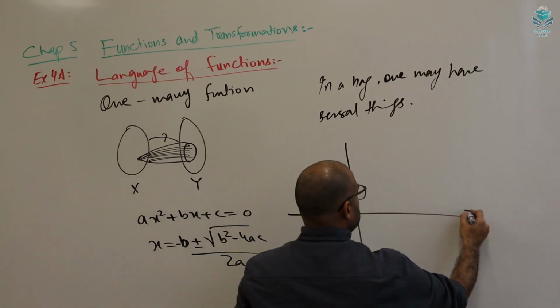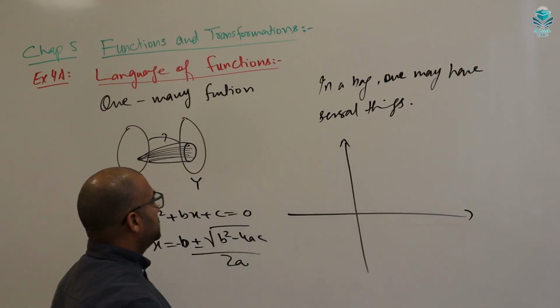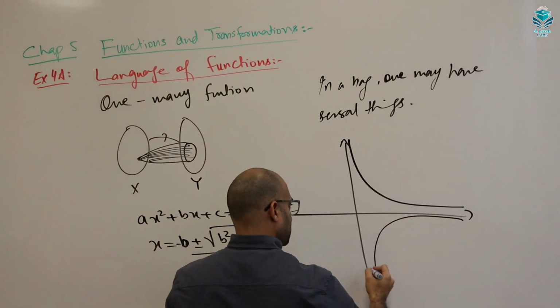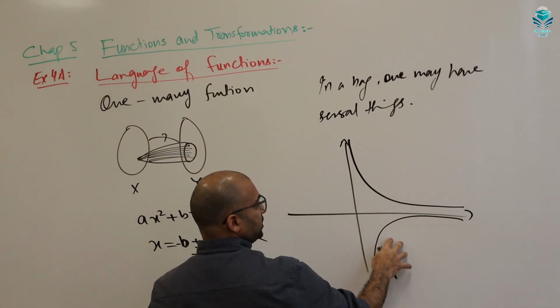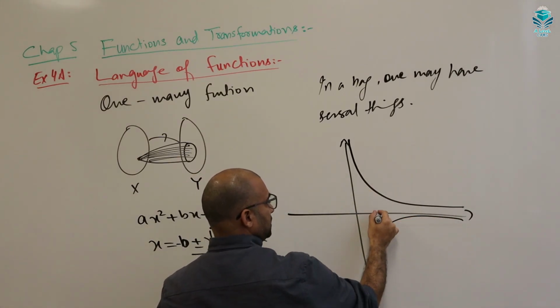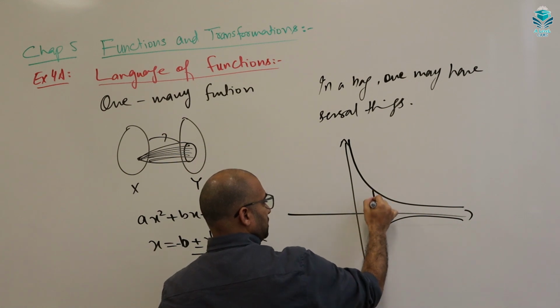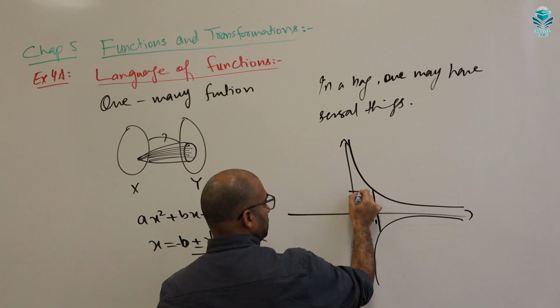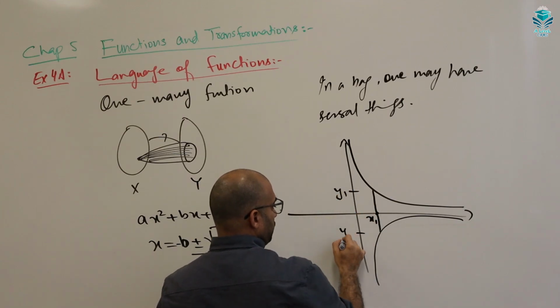And if we demonstrate it geometrically, you can see, let's say we have a graph, this one, and the lower portion is the symmetrical image of the above. Then for one x, you have two possible values of y. This is x1, with y1 and y2.